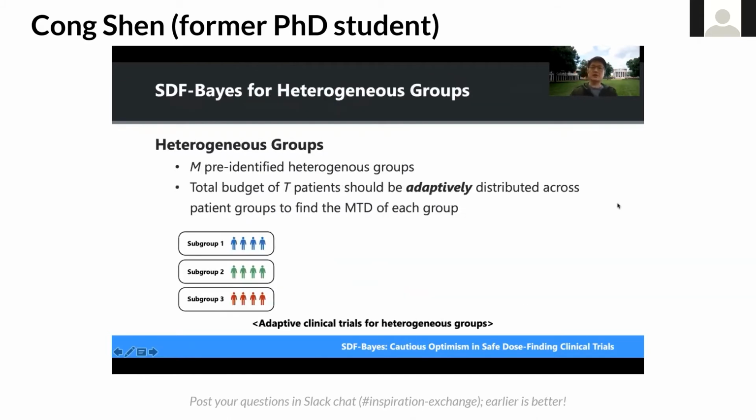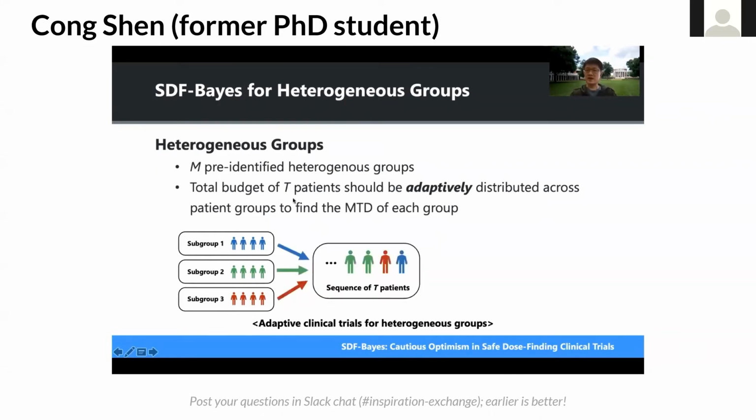So next, let me move to the heterogeneous patient group situation. In this case, we are dealing with heterogeneous patient groups where, instead of having one population for all, we have subgroups. For example, we divide the population into male and female, or based on the age of the patients, we have different subgroups, and so on and so forth. Mathematically, we have M pre-identified heterogeneous groups, and we have a total budget of T patients. Now, instead of learning the MTD for the entire population, the goal becomes even more ambitious and more difficult. We want to find the MTD of each subgroup.